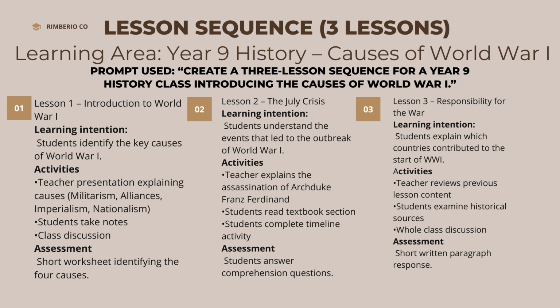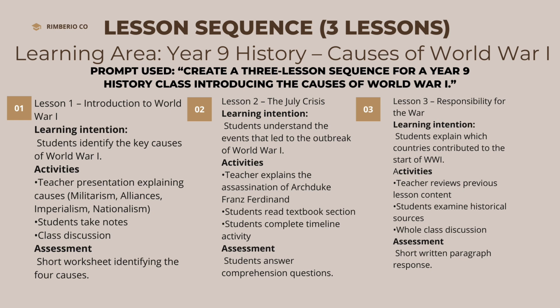The AI produced a basic structure consisting of 3 lessons that introduce the causes of the war, explore the July crisis, and then ask students to evaluate responsibility for the conflict. While this sequence provided a useful starting point, I found that the output was quite generic and focuses mainly on teacher explanation and simple activities, and it doesn't fully consider the developmental needs of adolescent learners.